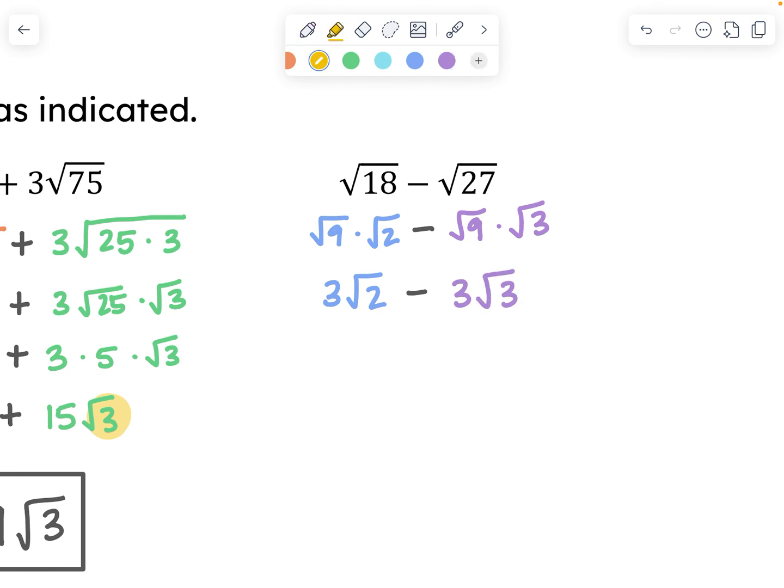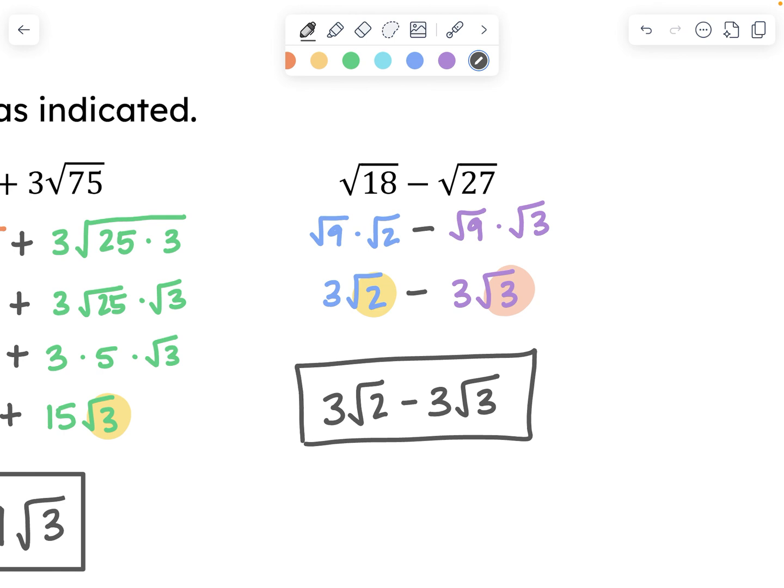But you'll notice in my first square root I have a 2, but in the second square root I have a 3. So since they do not have the same thing inside of the square roots, I cannot combine them. So I'm going to leave it as 3 square root of 2 minus 3 square root of 3. There's nothing I can do to combine these two. That's it.